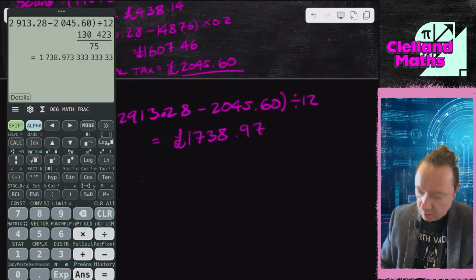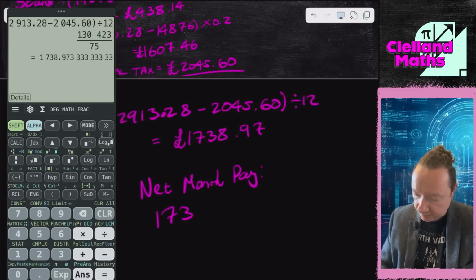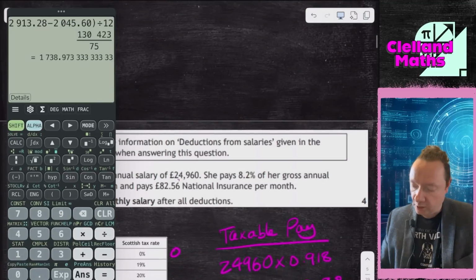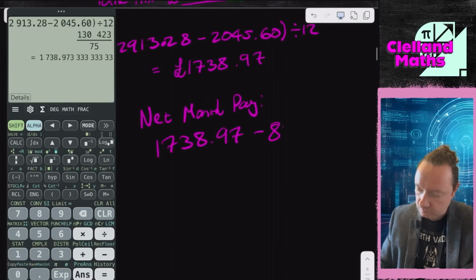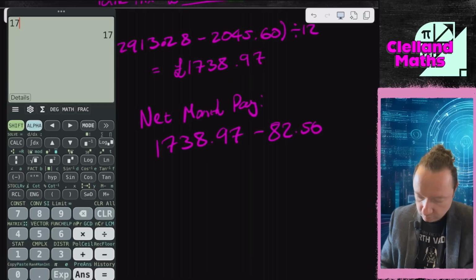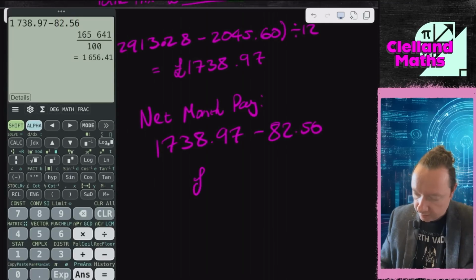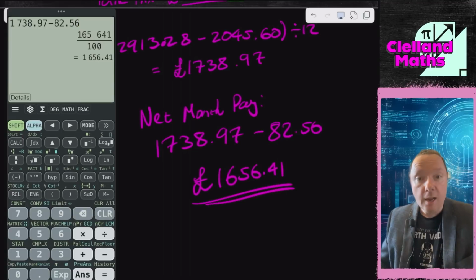So that means that our net monthly pay is 1738.97, and the only thing we've not took off is the national insurance given to us in the question, which is 82.56 per month. To get a grand total of 1656.41. And we're done there.